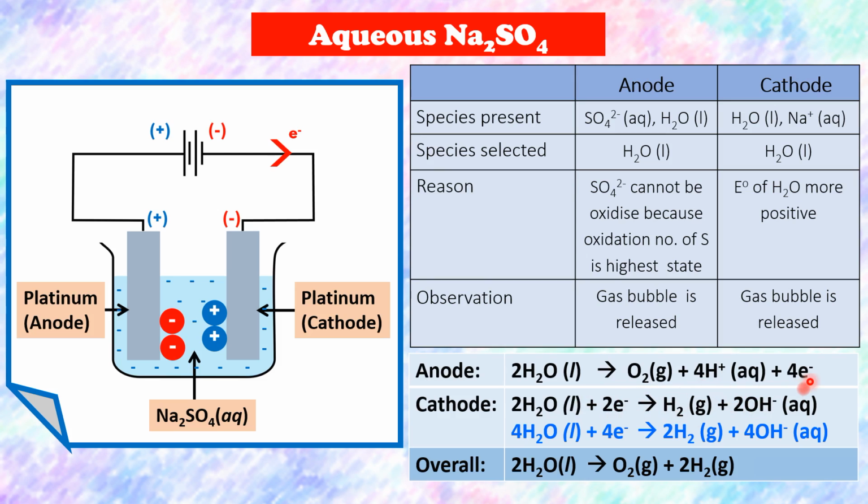Since the number of electrons at both sides of the equations are unequal, the half equation at the cathode has to be multiplied by 2 and we will get this equation. Next, we can cancel out the electrons at both sides. Combine 4H+ ion with 4 OH- to produce 4H2O. Next, cancel out 4H2O on both sides of the equation. Finally, we get this overall equation.